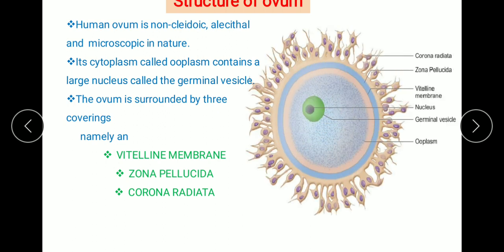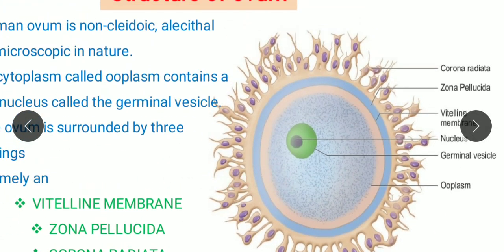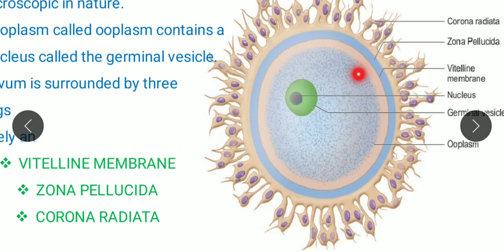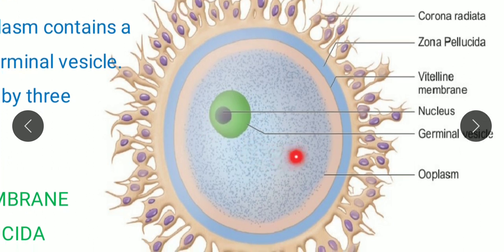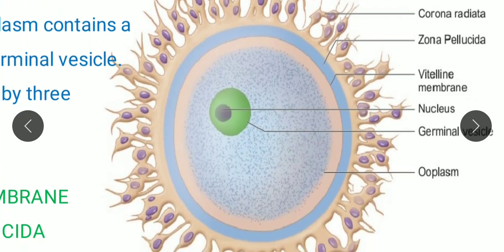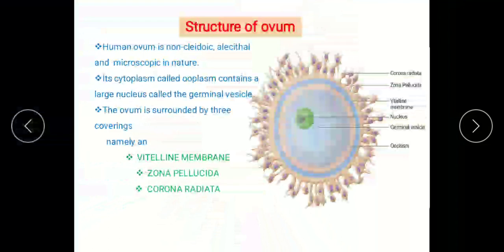It is the diagrammatic view of the female gamete or ovum. The outer region is the corona radiata, the middle region is the zona pellucida, and the inner region of the egg is the vitelline membrane. This is the nucleus, the germinal vesicle, and the ooplasm. The cytoplasm is also known as ooplasm. The nucleus is also known as the germinal vesicle. This is the structure of the egg.